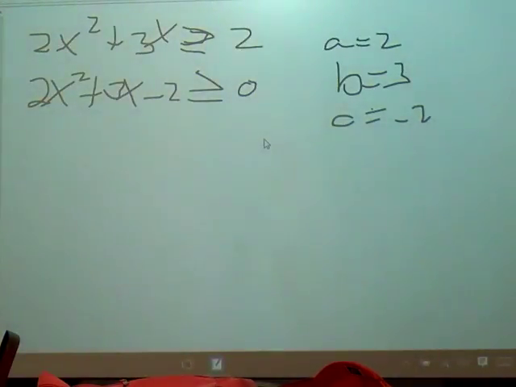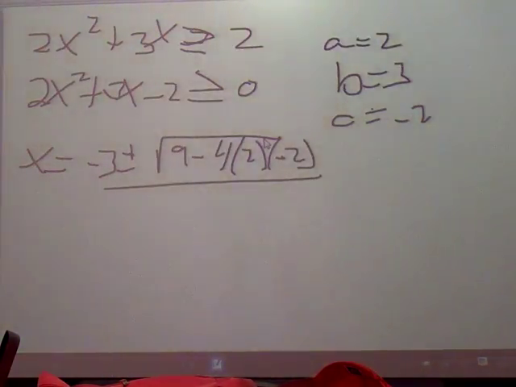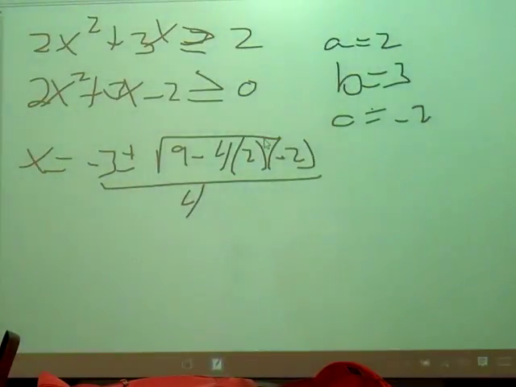I know I got a greater than sign, but I'm going to go ahead and solve it like normal. Just say x equals negative b plus or minus the square root of b squared. So 3 squared is 9, minus 4 times a times c, all over 2 times a. I haven't done anything new yet.